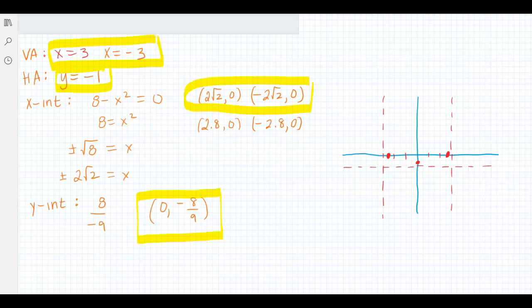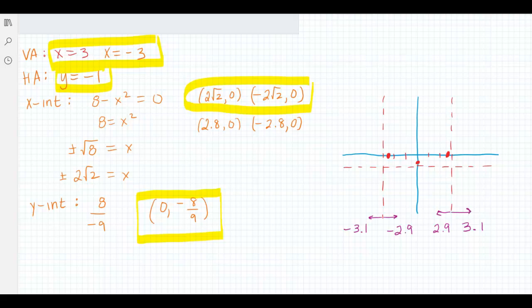Okay. So what we do then, again, is we plug in points just to the left and to the right of the asymptotes. So I'll plug in a negative 3.1 here and a negative 2.9 here. Here I'll plug in 2.9 and here I'll plug in 3.1. Again, I'm going just to the left and just to the right of each asymptote to see what the behavior is.